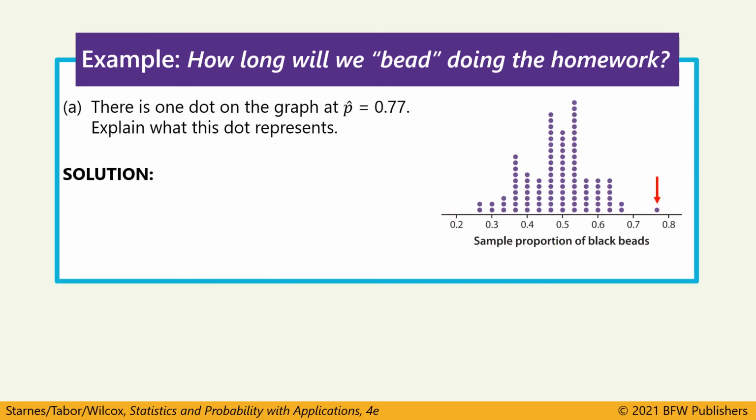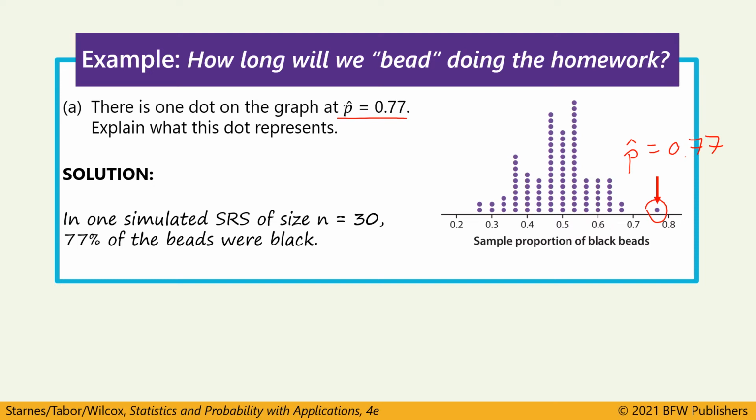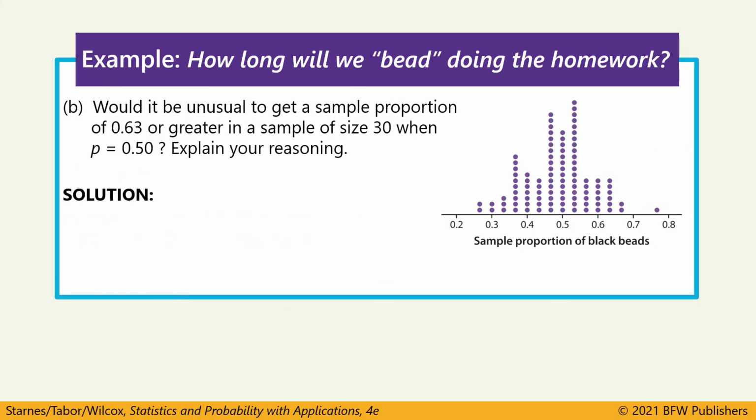In part A, it references one dot on the graph that has a p-hat of 0.77. Now, p-hat is indicating that this is a sample. It's asking us to explain what this dot represents. So here's our dot over here. For this particular sample, now remember, every dot in this dot plot is representing 30 beads. So for this particular dot, it's representing a sample size of 30, where 77% of those beads were black. And that's the case for all of the dots in this sample. There are 100 dots in the sample.